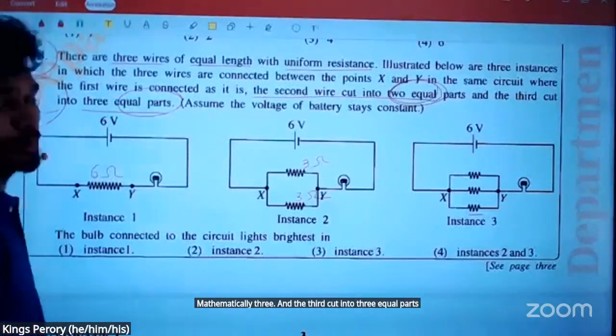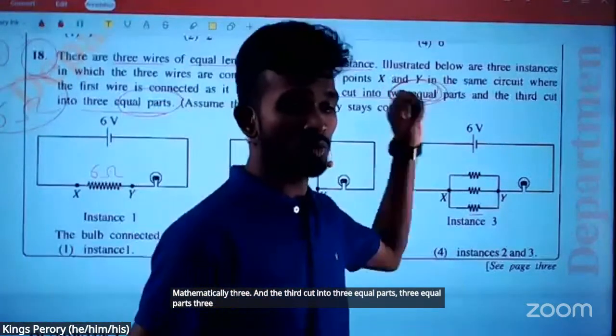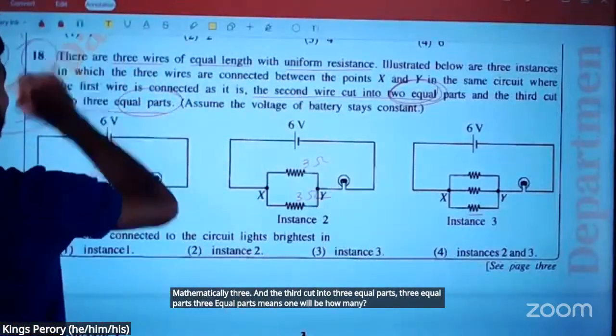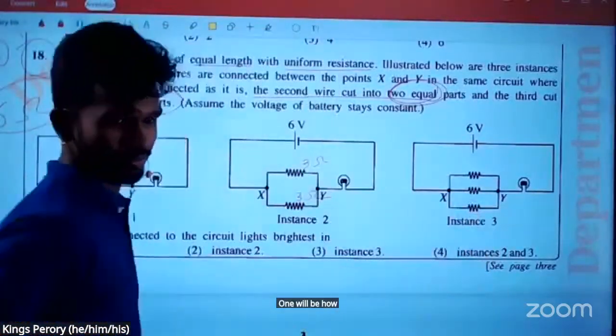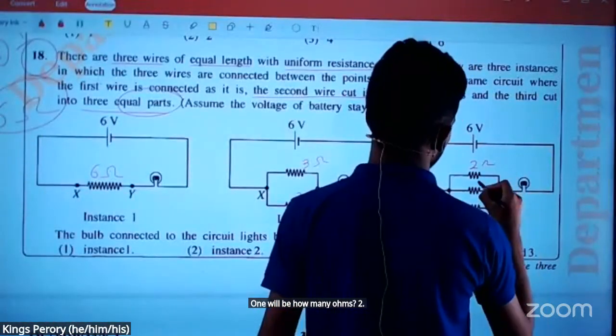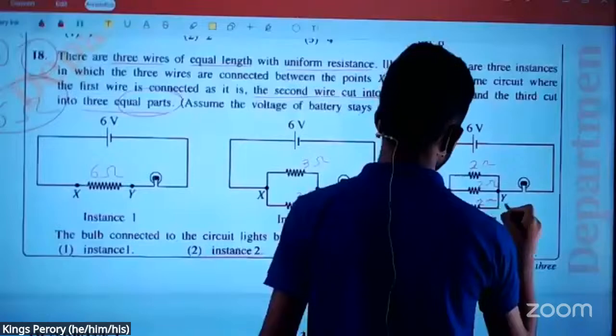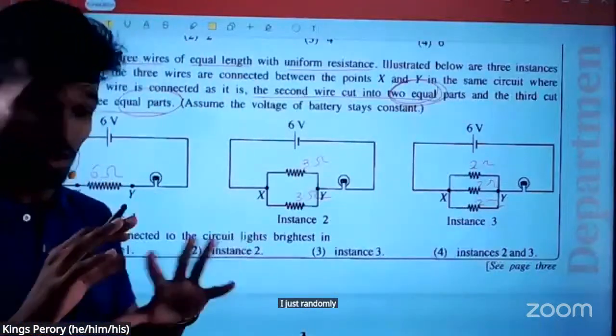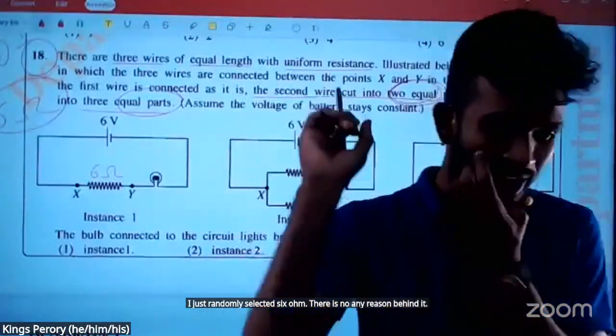3 equal parts means one will be how many ohms? 2 ohm. I just randomly selected 6 ohm. There is no reason behind it.